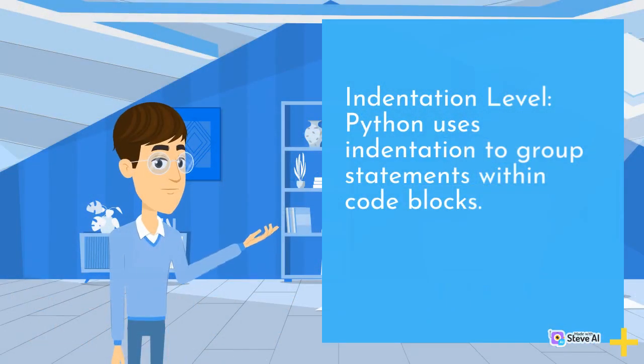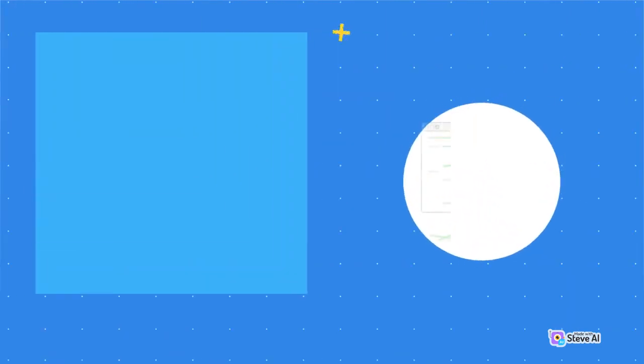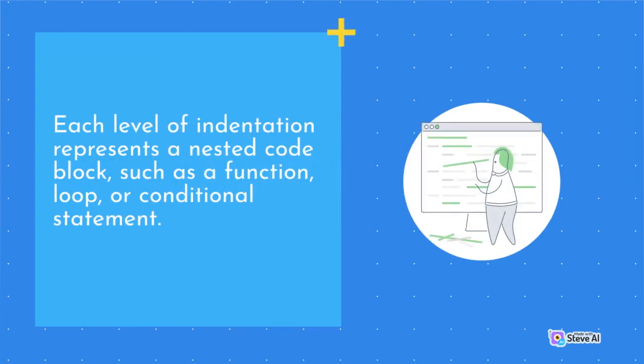Indentation level. Python uses indentation to group statements within code blocks. Indentation is typically done using spaces. 4 spaces are the recommended standard, but tabs can also be used as long as they are consistent throughout the code. Each level of indentation represents a nested code block, such as a function, loop, or conditional statement.